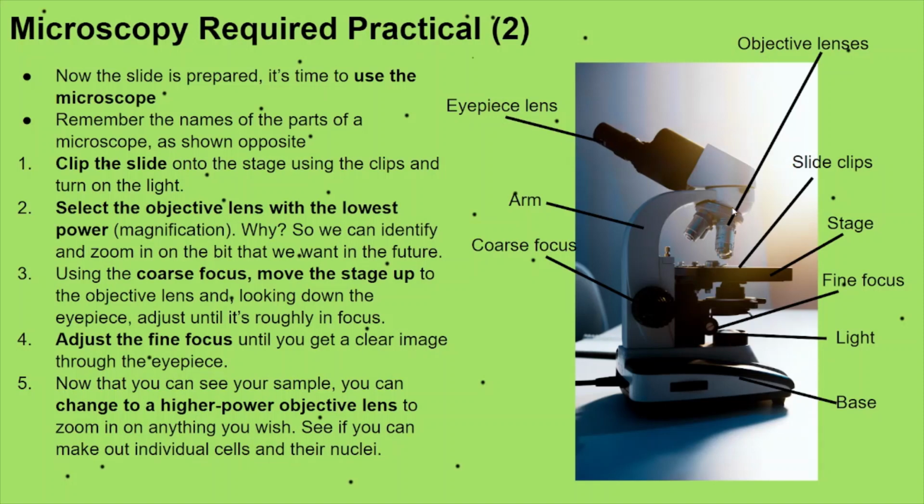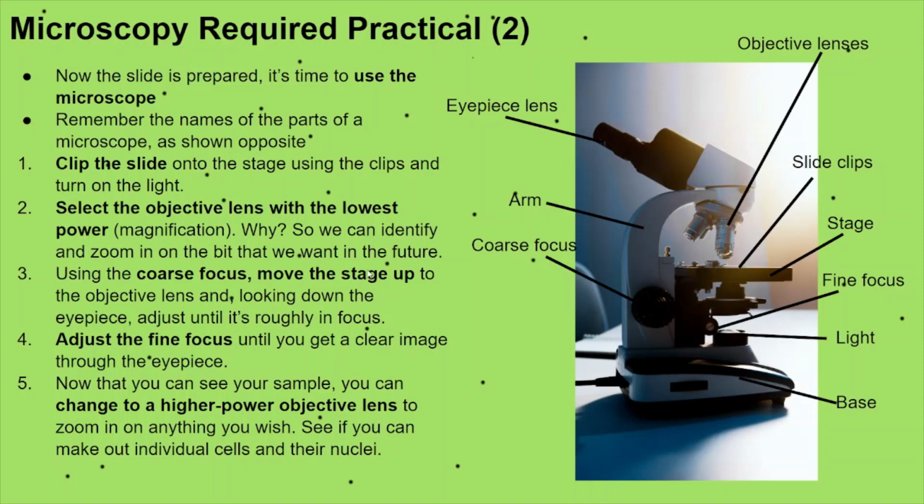These 3 lenses down here are called the objective lenses. You've got the stage, which is where you put your sample, as well as your slide clips. You've got the light, which is attached to the base, and you've got the arm here. And then the 2 bits that are important that you might not know about. This is the coarse focus, this knob here, and this small one is the fine focus, and they're important in this practical.